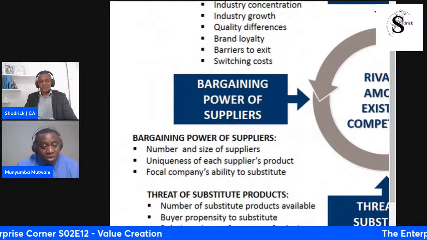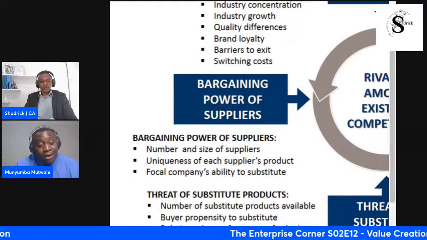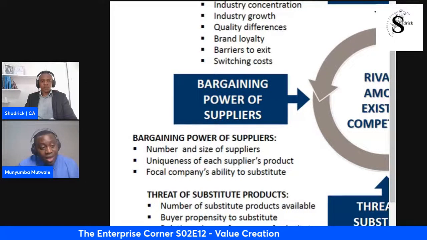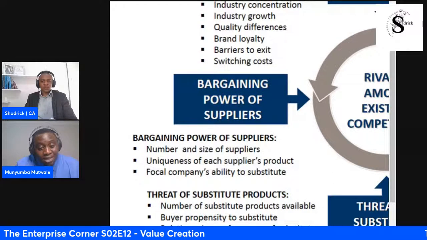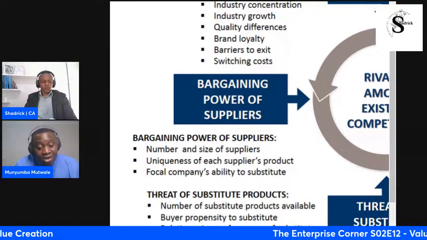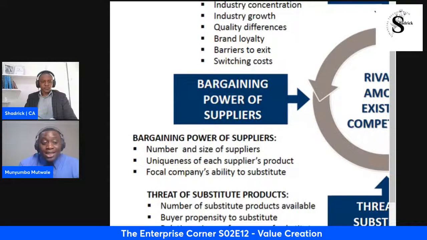How many vendors do you have? Do you have options? If you only have one supplier, that supplier will price you a lot. They'll price you strongly. But if you have many options, you can then negotiate with your suppliers and move to the cheaper ones. So are you dealing with a lot of suppliers? Are you dealing with high costs? What is the uniqueness of each supplier? Is this supplier a quality guarantee?